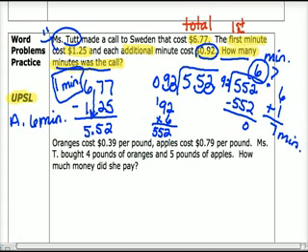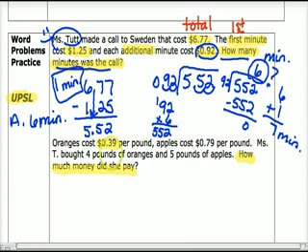All right, our final example. I'll go ahead and leave that up there. I'll just write down here. Oranges cost 39 cents a pound. Apples cost 79 cents per pound. Mrs. T bought 4 pounds of oranges and 5 pounds of apples. How much money did she pay? Okay, so my question is, how much money did she pay? So now I'm going to highlight everything I need in order to solve this problem.